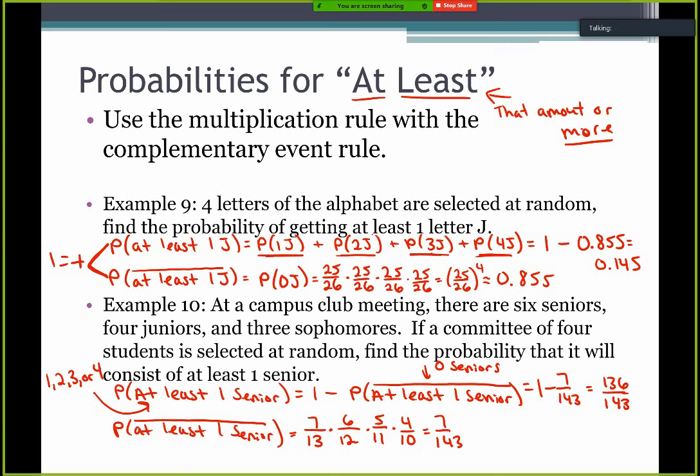What if we were selecting a committee of 10 people and you wanted at least 1 senior? Now you have to figure out 1, 2, 3, 4, 5, all the way up to 10. That's a ton of probabilities to figure out. I mean, what if we had 60 seniors and 40 juniors and 30 sophomores, and we wanted to select a committee of 10 people. We want at least 1 senior. It's a lot of multiplying together. So make sure you're trying out those rules, okay?